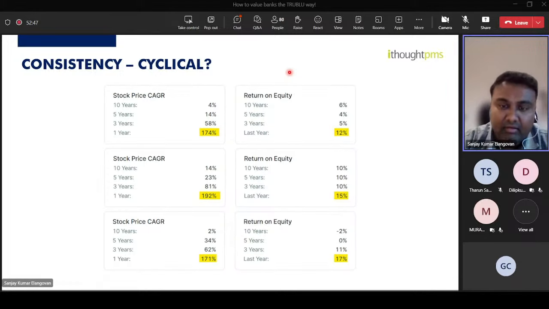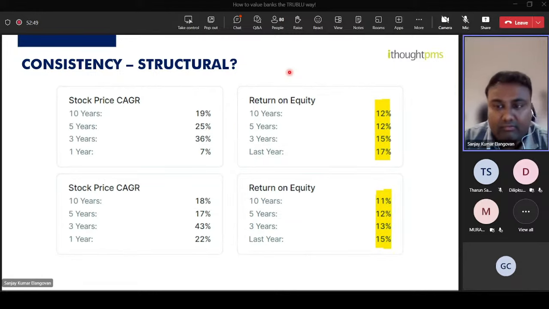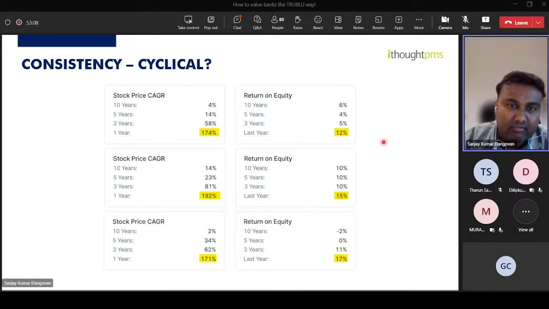You'll have to differentiate cyclical stories and structural stories, where in the past the bank has done such ROEs. In the middle, it fell off because of NPAs and all, but now it's coming back. So in the past, it has shown the capability of making high ROE. So that could be a more structural story than the banks that we saw in the previous slide.